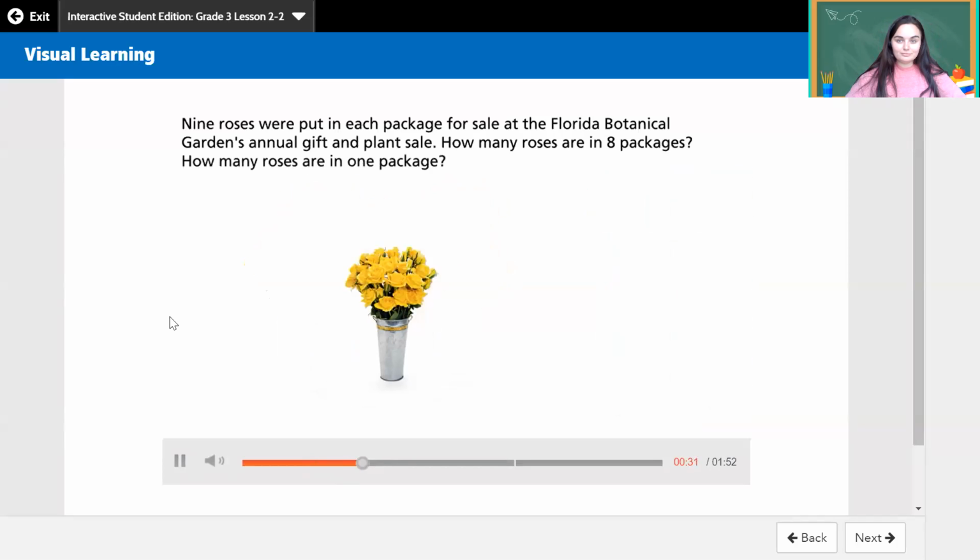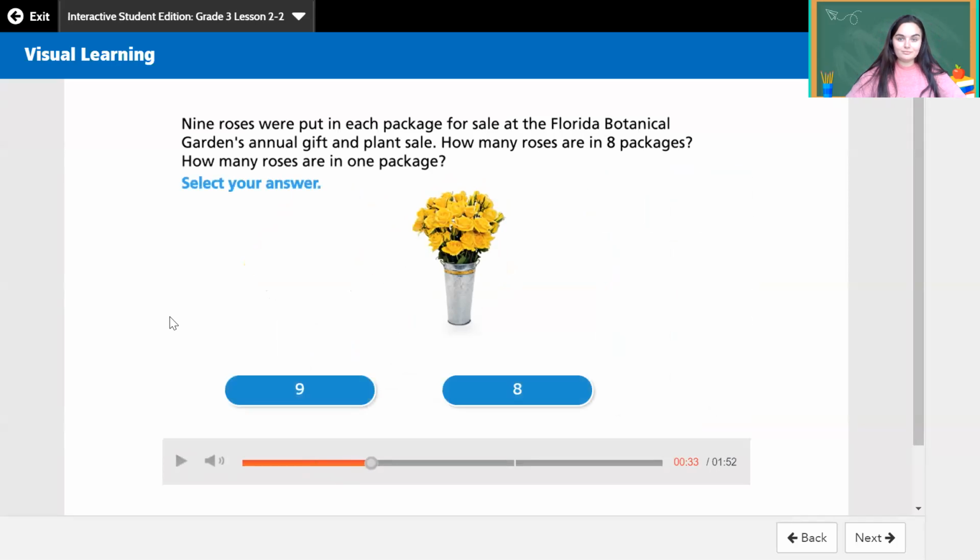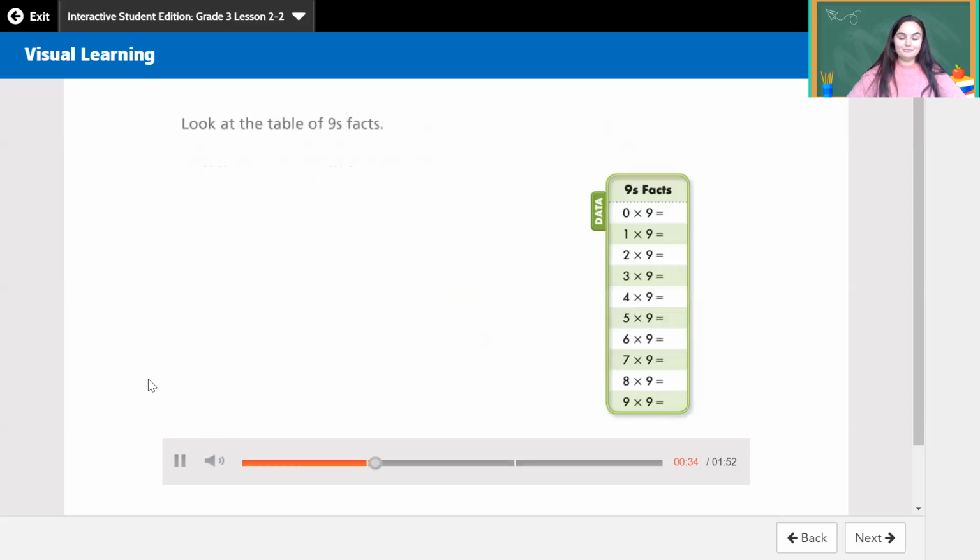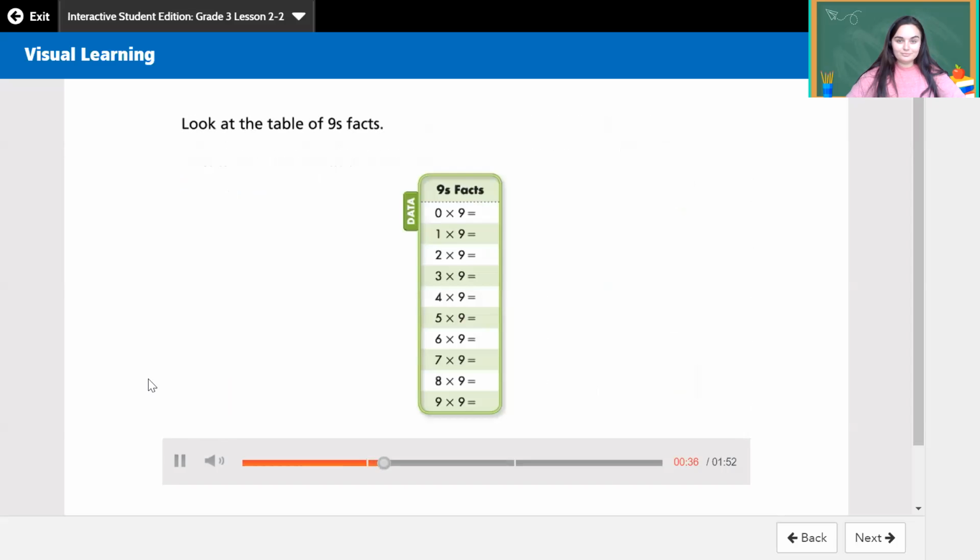How many roses are in 1 package? Select your answer. We already said that, right? If we reread the question, it says 9 roses were put in each package for sale. So that means we're looking for the 9. Look at the table of 9's facts. 0 times 9 equals 0. 1 times 9 equals 9.